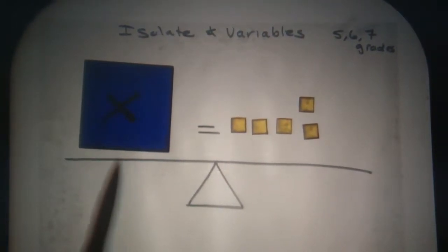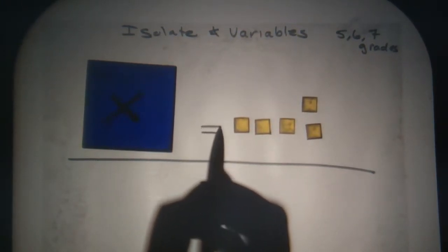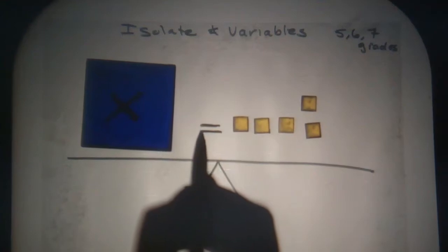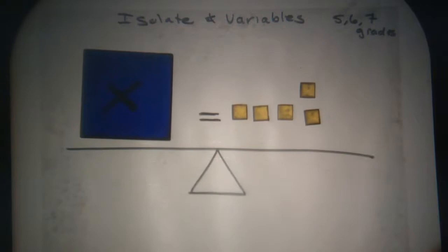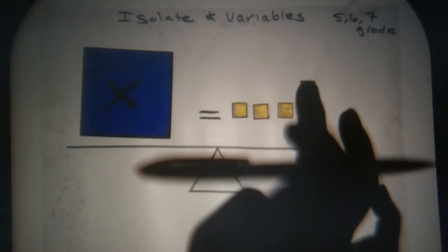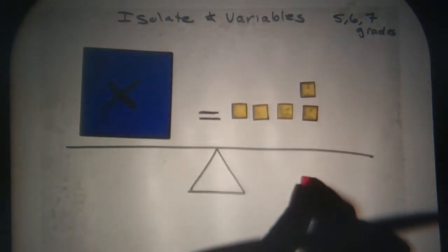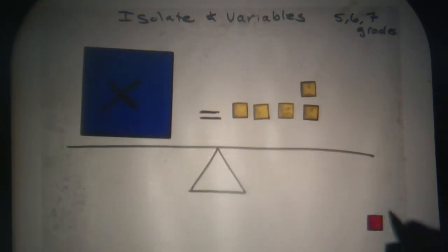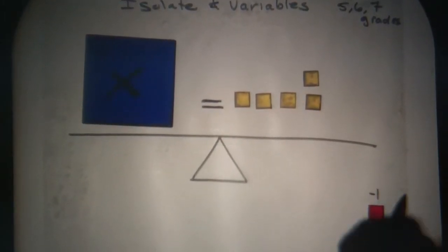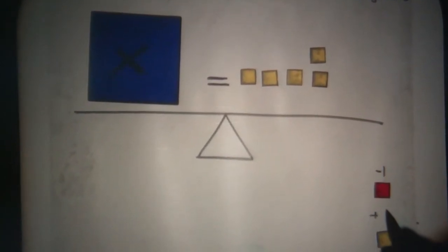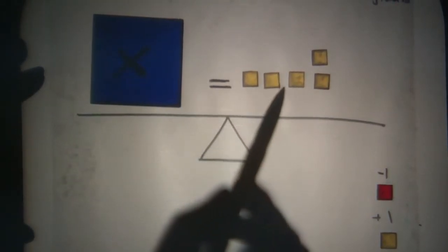Okay, when we have variables, we can use these tiles to give us an idea of how we should balance our equations. With this equation, when you see the blue tile, that represents x. One of the yellow tiles represents 1. If I have a red tile, that's minus or negative 1. So a red tile is a negative 1, a yellow tile is a positive 1. Alright? So at this point I have x equals 5.